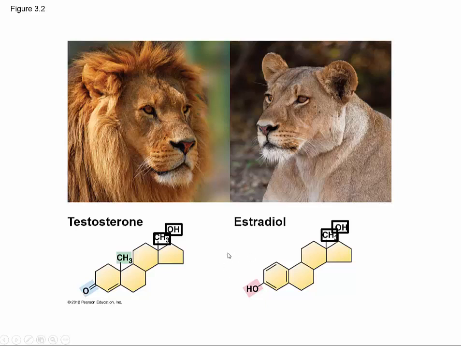I've marked these functional groups. You can see this one. This is a CH3 group. We'll learn that that's a methyl group. Here's an OH group, a hydroxyl group. There's another hydroxyl, another methyl, another hydroxyl.